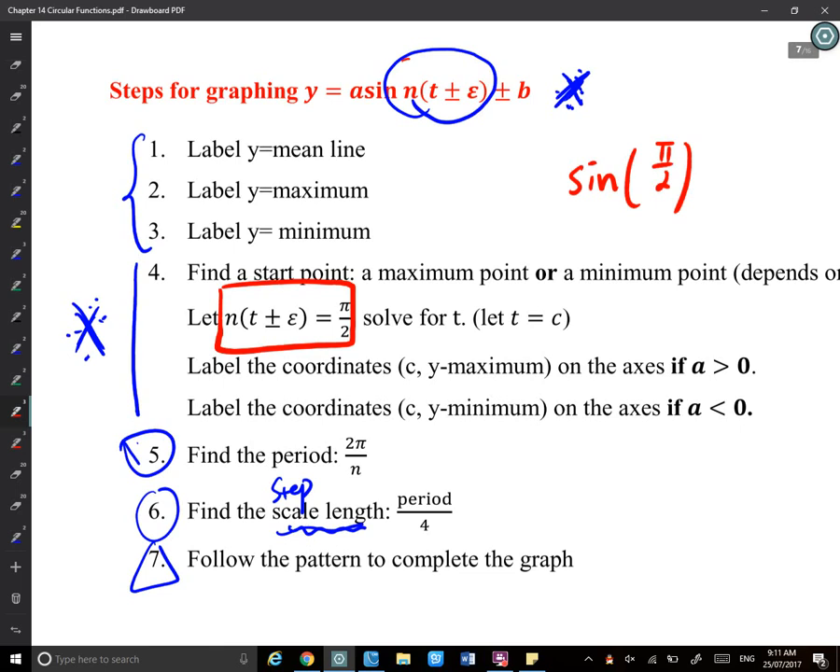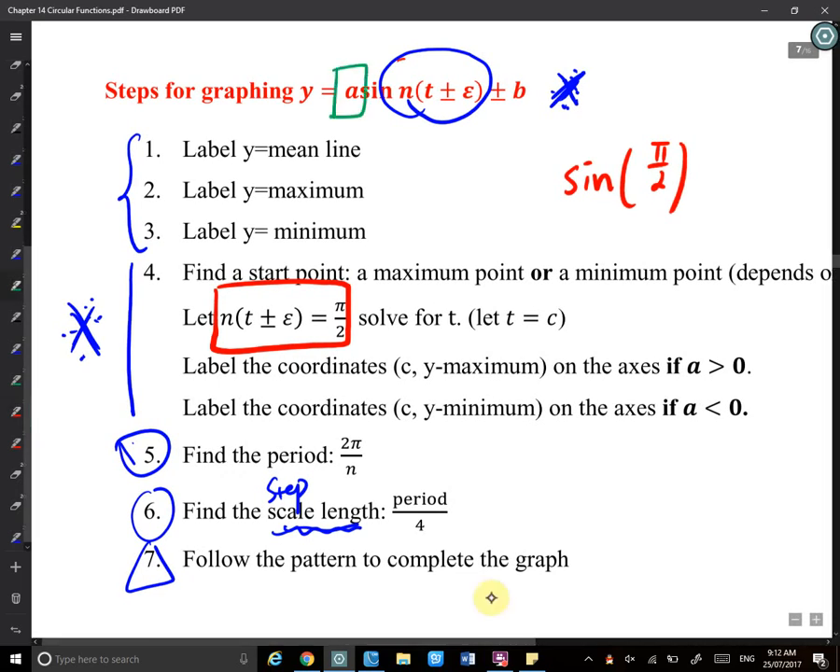So I make the whole angle in the sine equal to pi over 2. I want to investigate what t-value can give me the extreme point. After we set up the equation, we solve for t. I can solve out some t-value. And then you may ask me, is that a maximum point or a minimum point? I will say, look at the a value. If the a value is greater than 0, then that will be a maximum point. If the a value is less than 0, it will give you a minimum point.